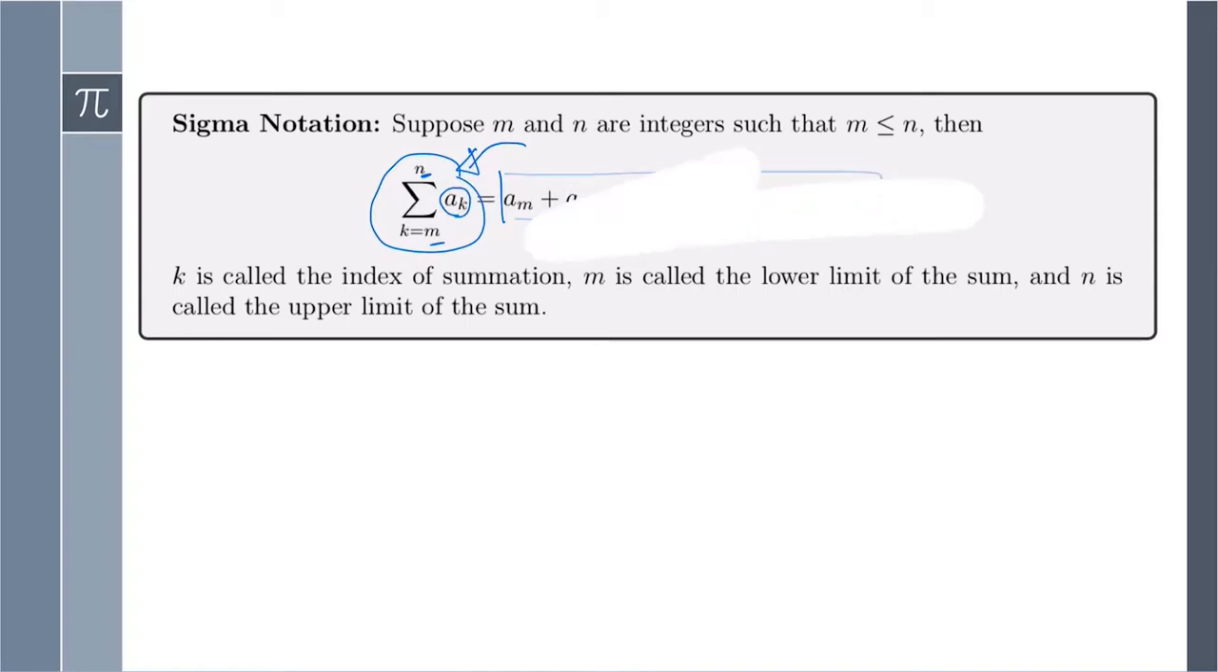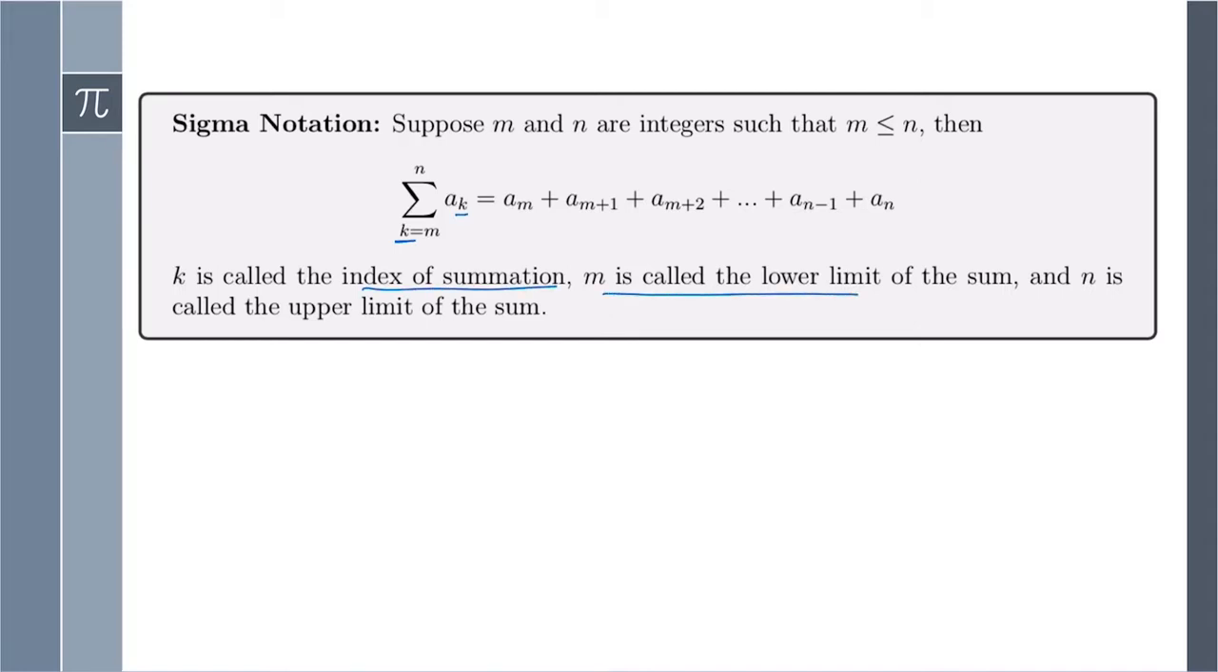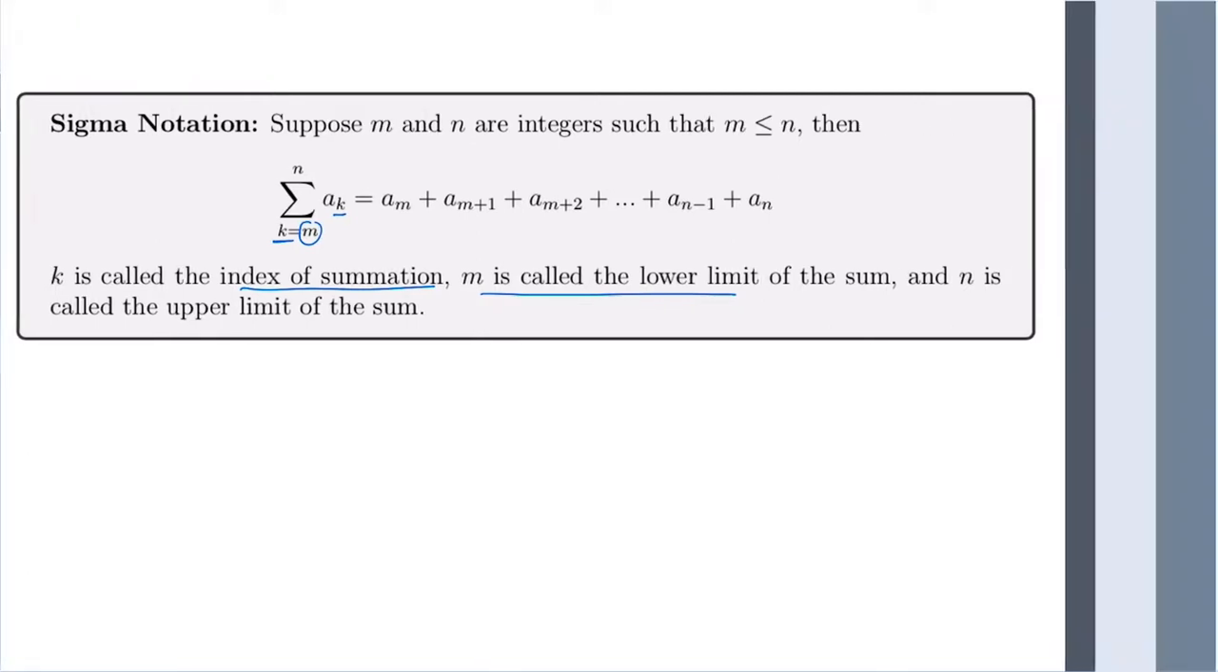A couple of things here. This letter k is called the index of the summation, m is called the lower limit, and n is the upper limit of the sum. So let's look at some examples.